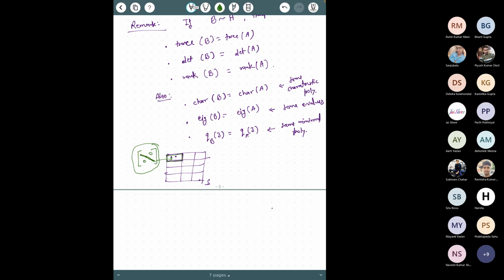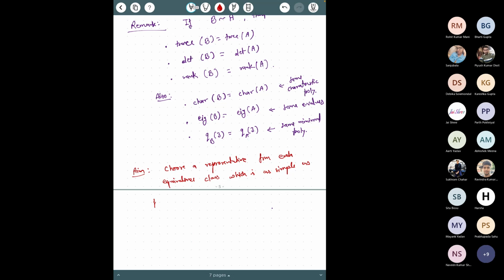So the question is, can we choose a representative from each equivalence class which is as simple as possible and provides maximum information about the class elements? This is the next question. So our aim is to choose a representative from each equivalence class which is as simple as possible and provides maximum information about the class elements.